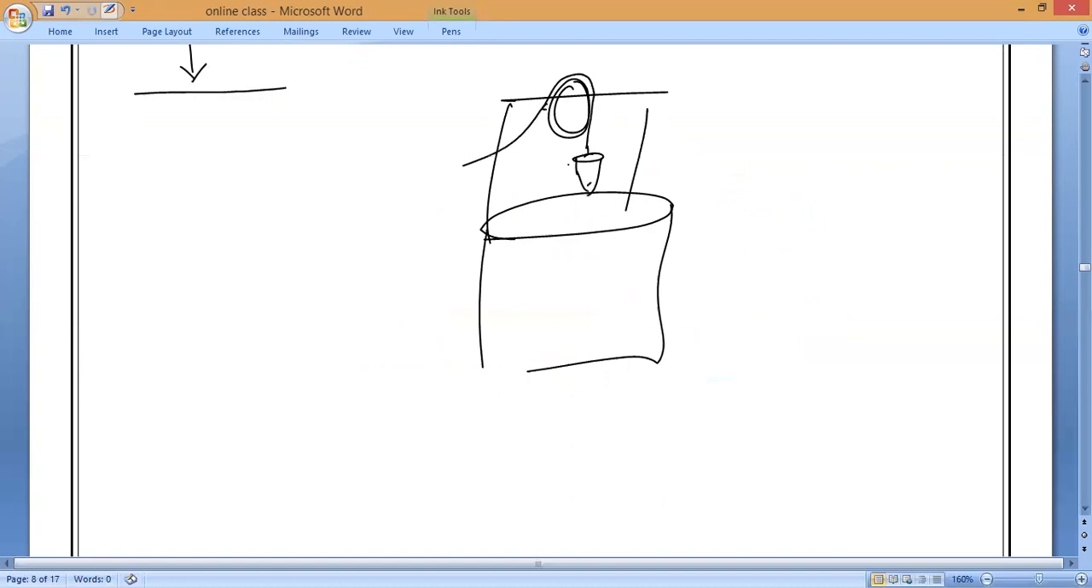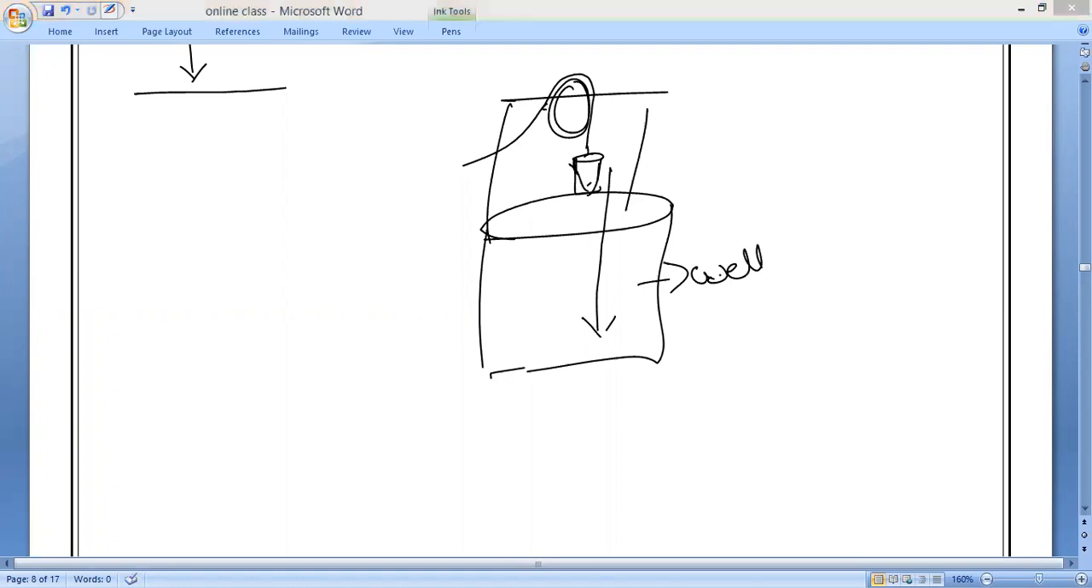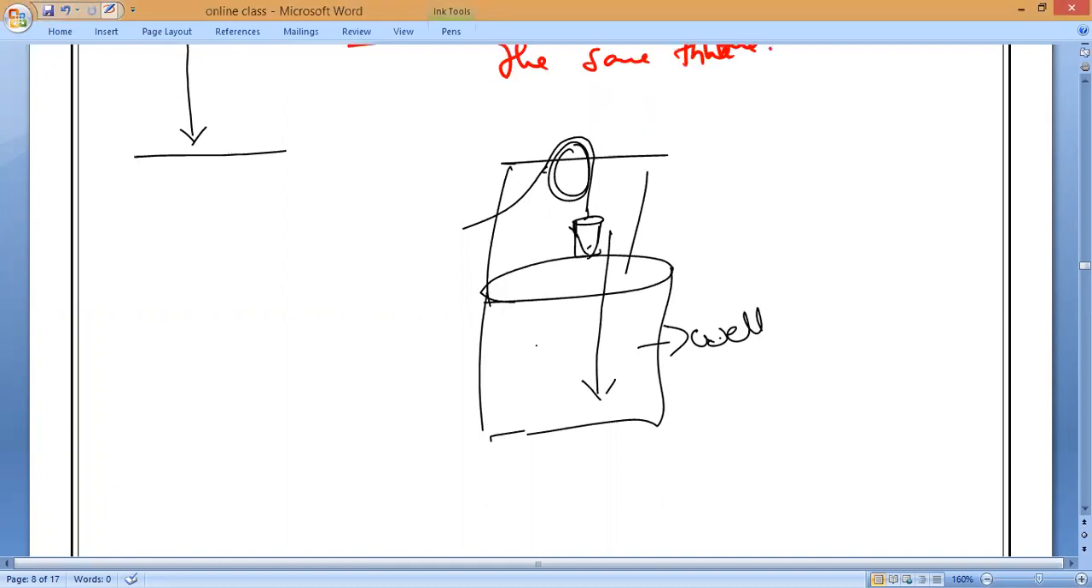Now you tell me, if I release this bucket, it will fall down directly into the well. What kind of force is acting on it? Anybody can tell me? Gravitational force. What are the forces acting on it? I'm dropping a bucket which is tied to a rope over a pulley. Now you tell me what forces are acting on it.